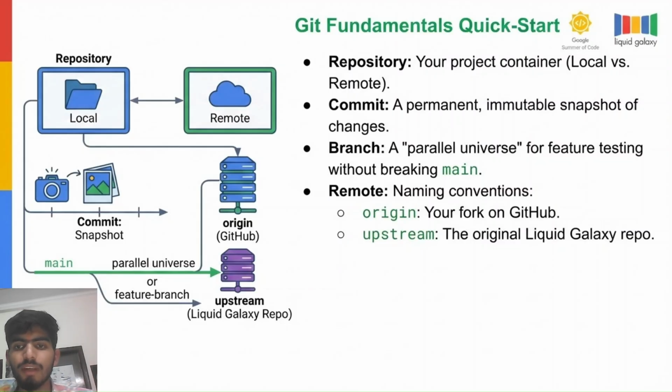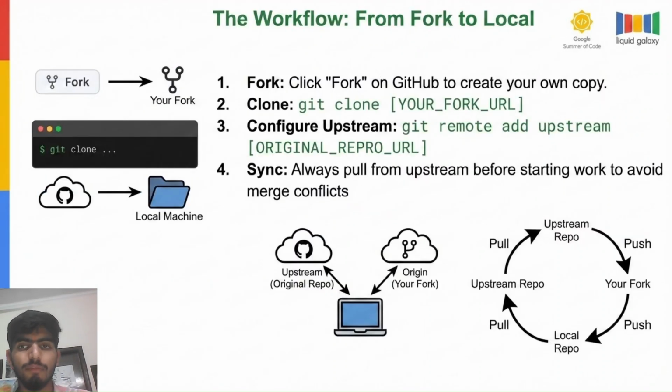Second is remote, as I said also. The origin will be your fork on GitHub. When you have taken someone else's repository by fork into your account, that will be called origin, and the main repository of the original owner will be called the upstream. So now let's move on and understand the workflow from fork to local, how we are contributing to others' repositories and how we can add our features. I'll give you the demo of this part also at the end of the presentation.